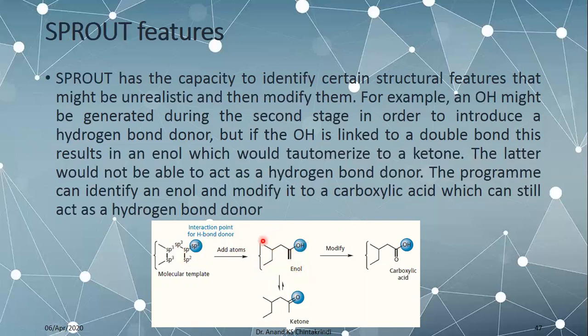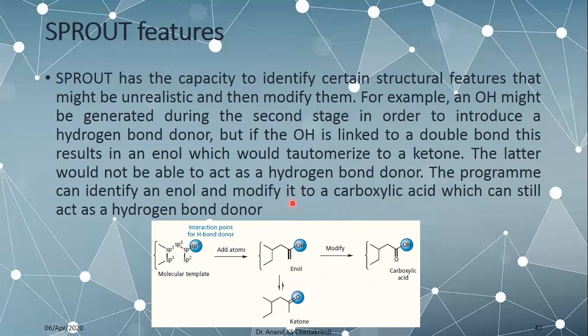Now, what will happen? Whenever you have an enol, it is tautomerized to a ketone. So this is a keto-enol tautomer. Now, this is a hydrogen bond donor in this case. Okay. Now it is changing to a hydrogen bond acceptor. So the interaction is now changing. Later, this would not act as a hydrogen bond donor in this case.